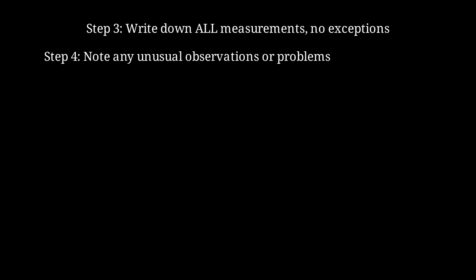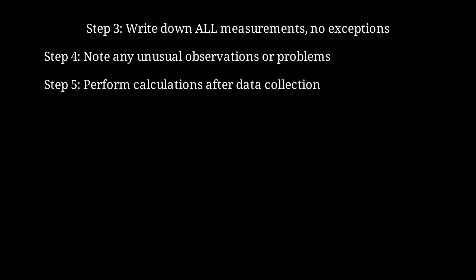Step 3. Write down all measurements with no exceptions. Even if a value looks wrong, write it down and make a note about why you think it might be wrong. Step 4. Note any unusual observations, problems with equipment, changes in procedure, or anything else that might affect your results. Step 5. Perform all calculations after you finish collecting data. This prevents you from subconsciously adjusting measurements to get the answer you want.